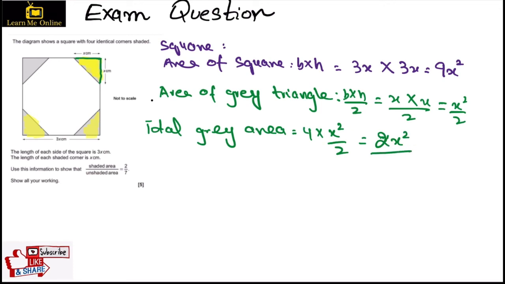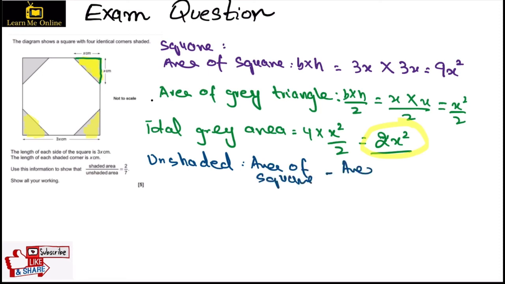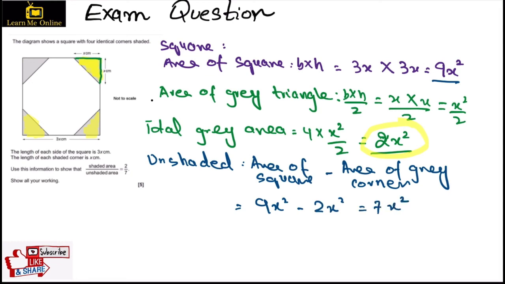Okay, now we know what the shaded area is, which is this part. I'm going to highlight it. This is the shaded area. On the bottom is the unshaded area. So to find out the unshaded area, I'm going to write it down here. Unshaded area means from the total area of the square, we minus the area of the gray corners. So we know that the area of the whole square is 9x squared, minus the area of the gray corners we found out, which is 2x squared. So we subtract them and get 7x squared.